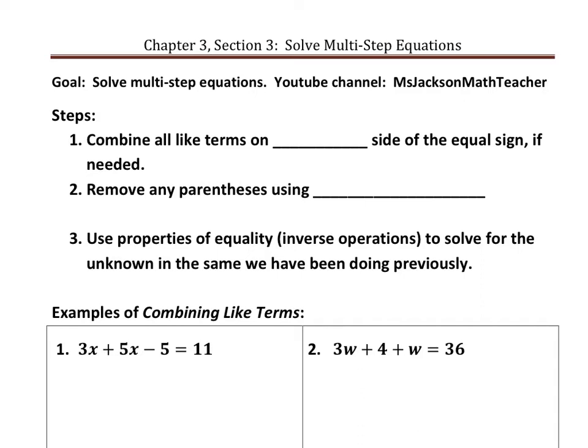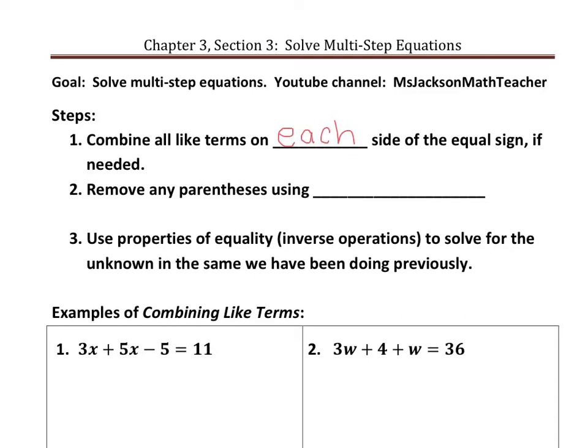A couple of things to look at over here, and you may use some or all of these in a particular problem. First thing you should do is combine all like terms, if you can, on each side of the equal sign. So you may not have any like terms that are not combined, but if you do encounter some of those, you're going to want to combine them before doing any inverse operations.